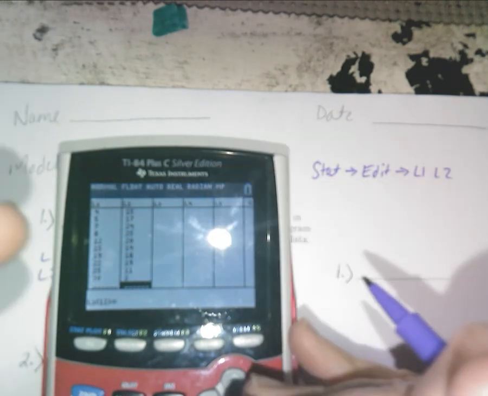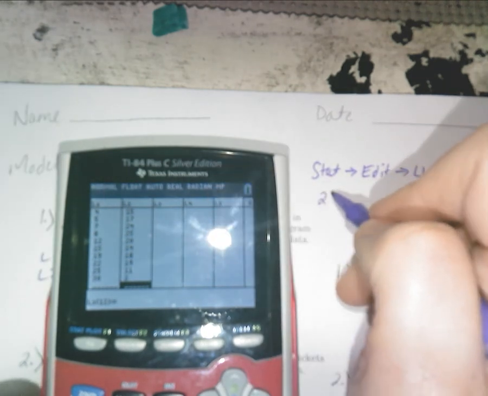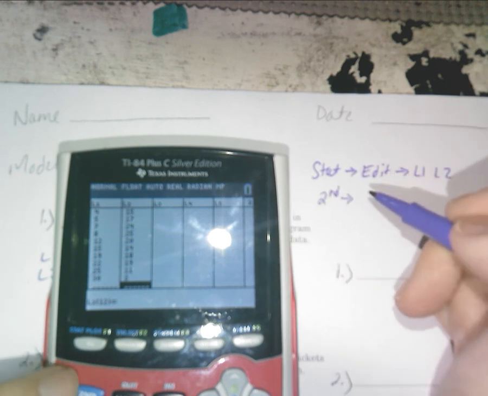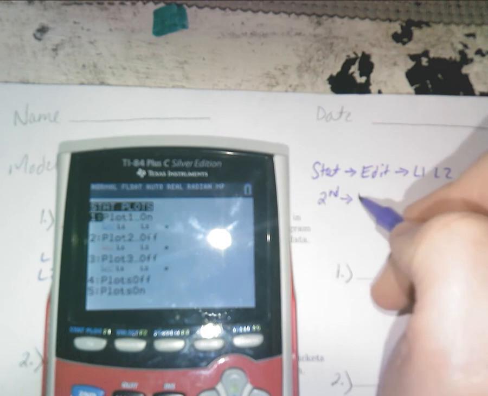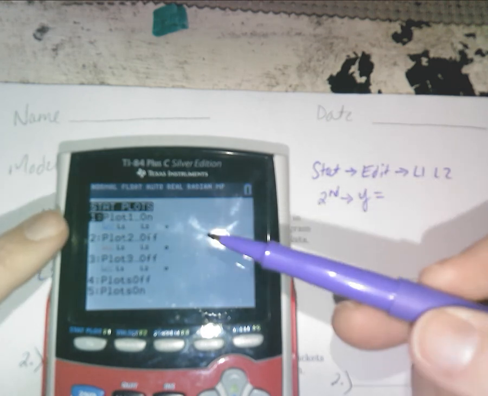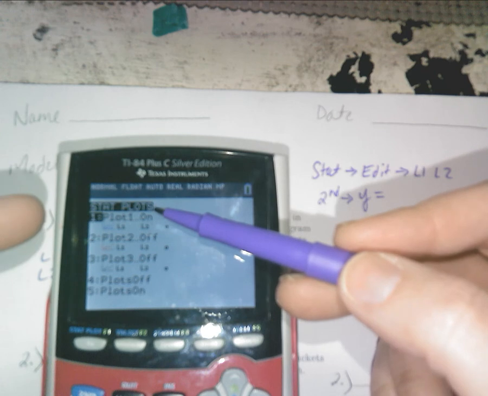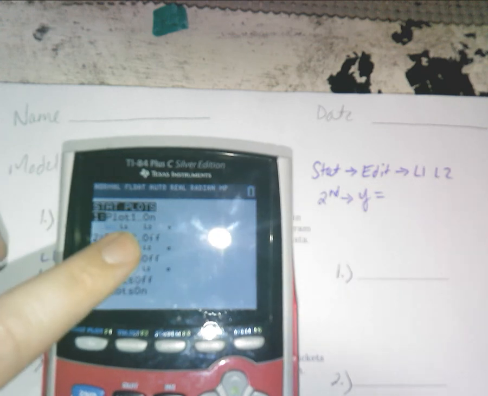Once you've entered your data, and I'll write this down here at the top if you don't remember, because you can put it on your note card or for a test or something. But you hit second y equals, and you turn on this screen that says stat plots. Sorry, it's a little blurry, but it says stat plots. You want your plot 1 to be on.